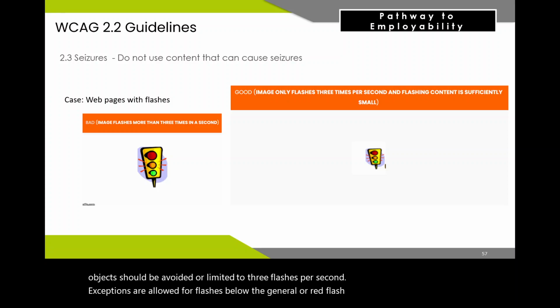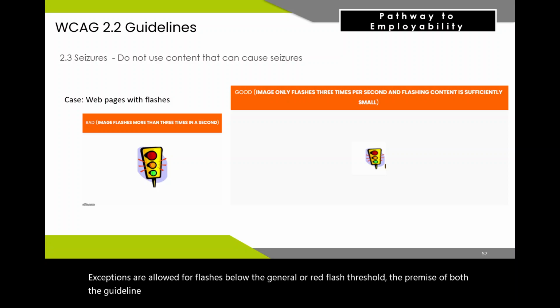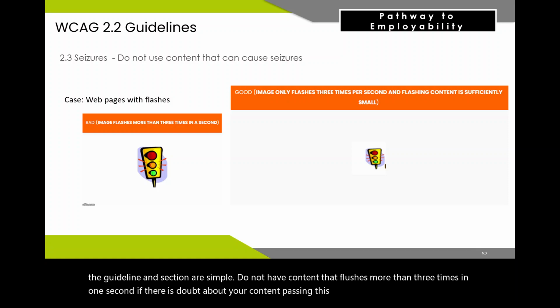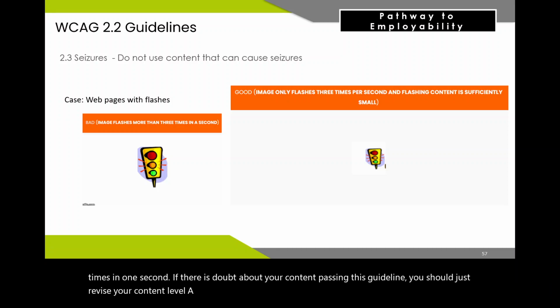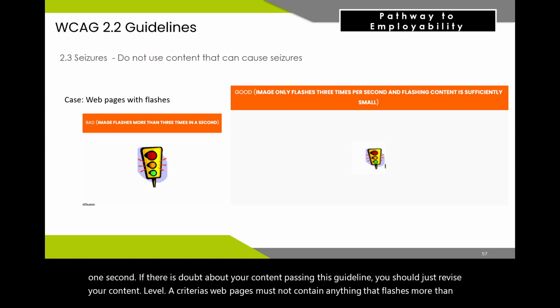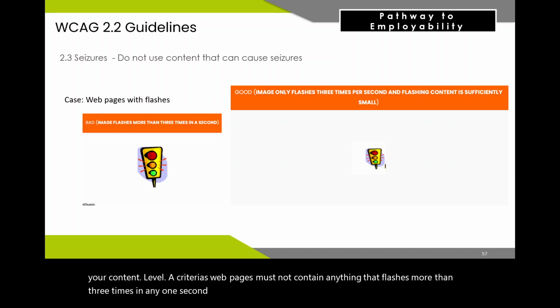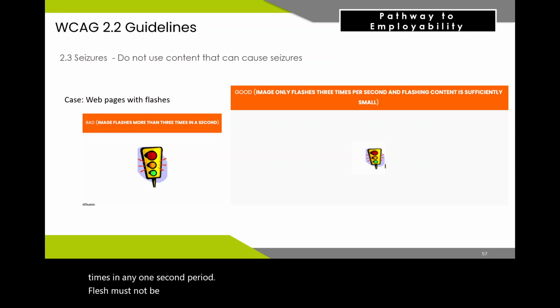The premise of both the guideline and section are simple: do not have content that flashes more than 3 times in 1 second. If there is doubt about your content passing this guideline, you should just revise your content. Level A criterias. Web pages must not contain anything that flashes more than 3 times in any 1 second period. Flash must not be below the general flash thresholds.